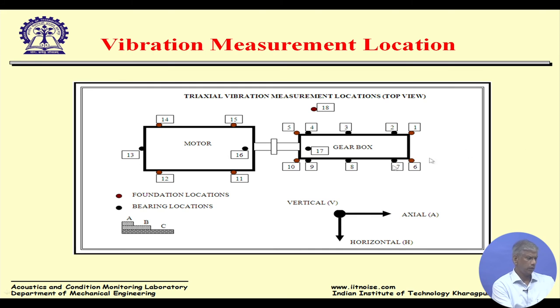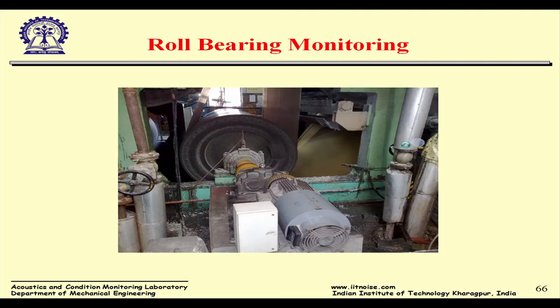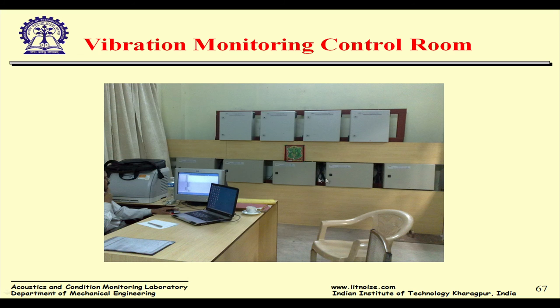I will not go into where to put this measurement equipment, but close to the bearing is a good location when you're doing vibration measurements. This is where we are doing roll bearing monitoring in a paper mill. And today, of course, if you go to any modern plant, even these have disappeared. You just get one touch panel screen, and you get everything.